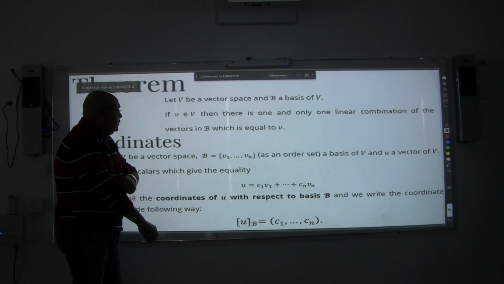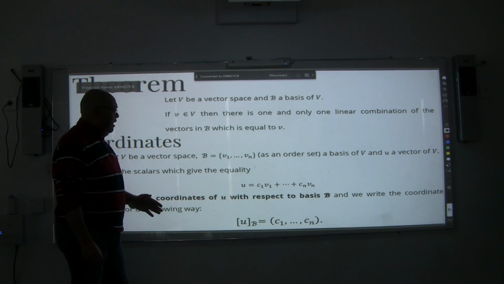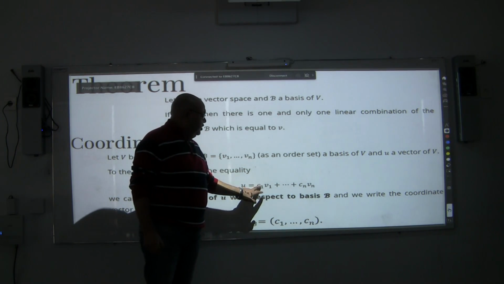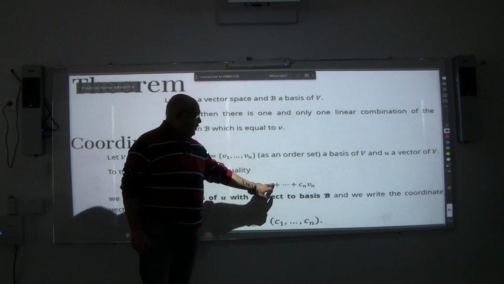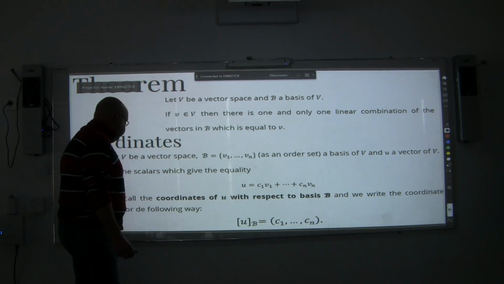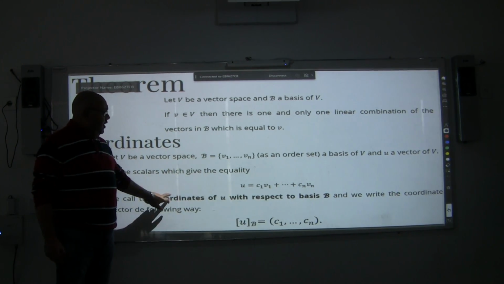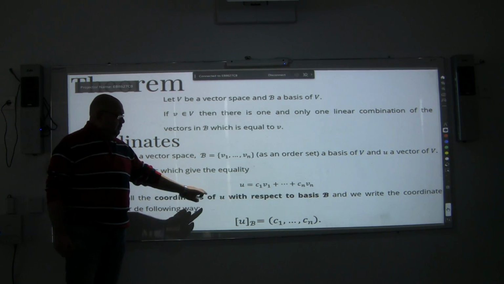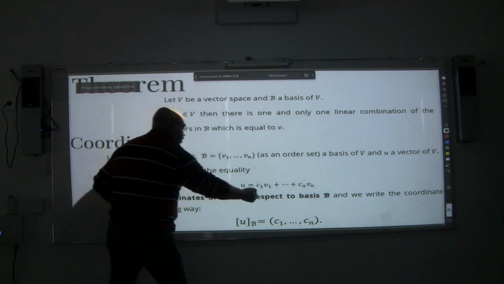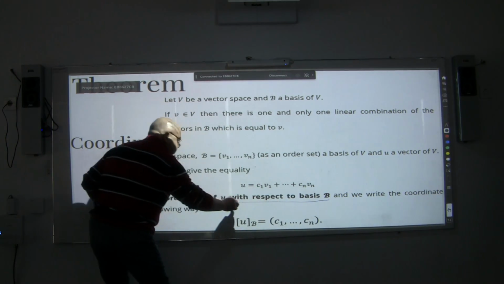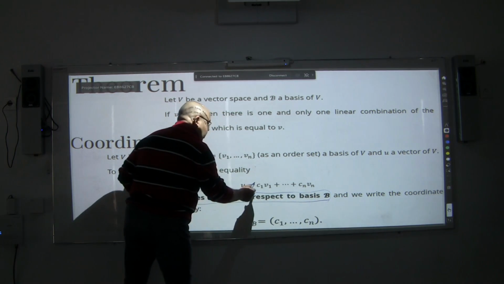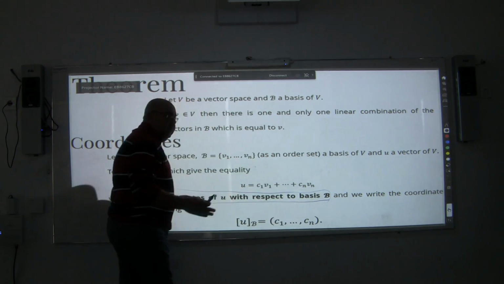And if we want to get U, a vector of V, all we have to do is find the coefficients C1, V1, C2, V2, up to Cn, Vn, according to this basis. We call these the coordinates of U with respect to basis beta, and this is really very important. So the coordinates simply are C1, C2, C3 in their order.